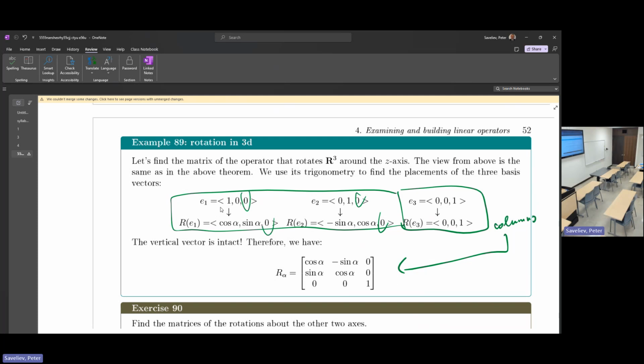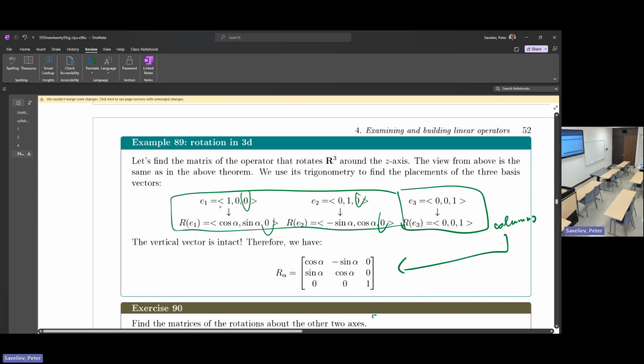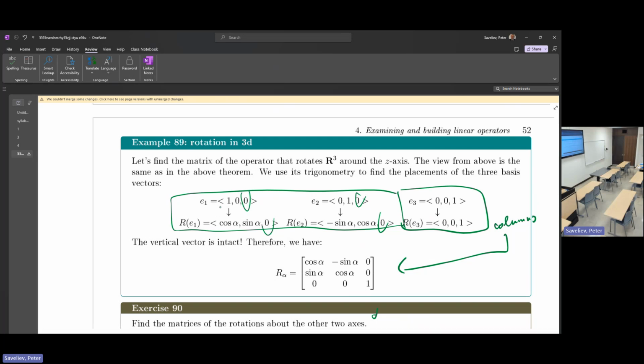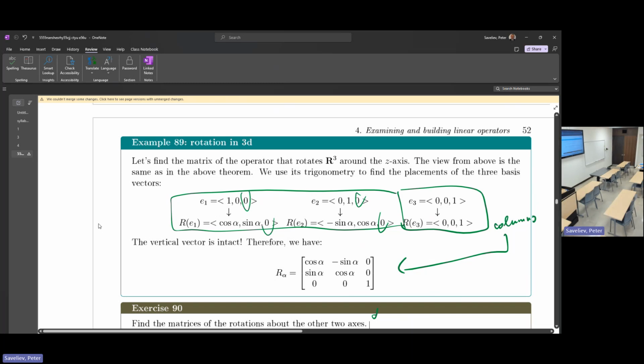You can easily write the matrix of rotation about the other axes, but if you were to do a rotation about any other axis that's less than obvious, then it's less than obvious how to do it. Rotation along the diagonal, for example, how do you write it out? It will be way more complicated. There won't be many zeros. Okay. Any questions about rotations?